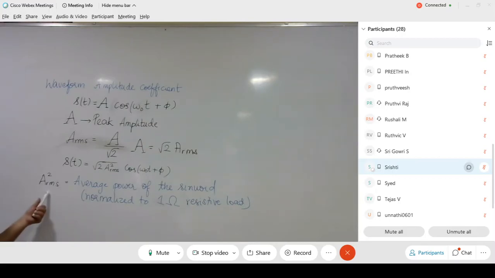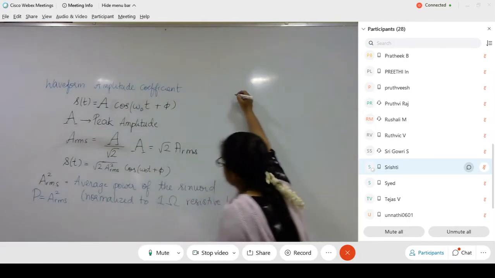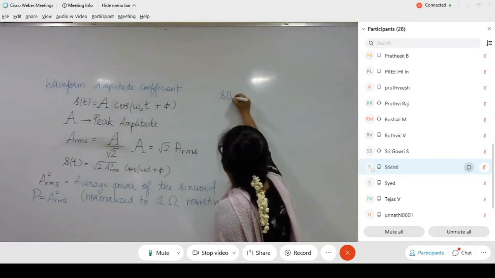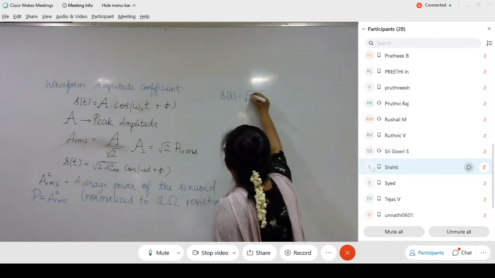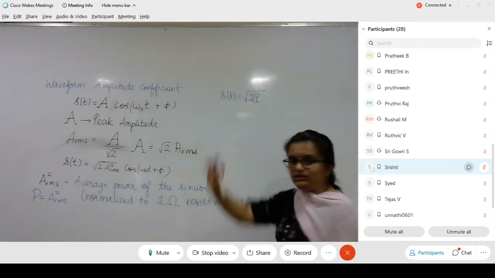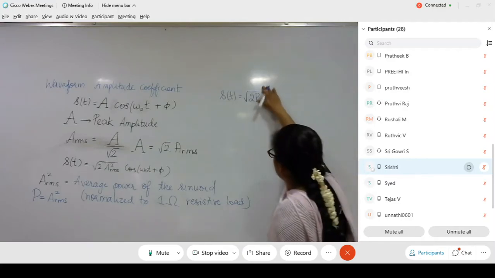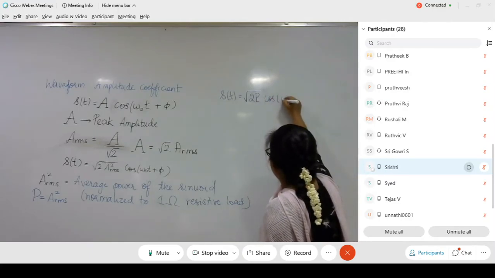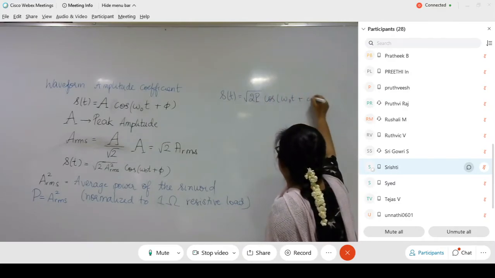Okay, so ARMS is what? It is the average power of the sinusoid normalized to 1 ohm resistive load. So I can directly say P is equal to ARMS square. So in place of ARMS square, I am going to write it as P. I am going to continue over here. So S of T can be written as under the root 2 times P into cosine of the angle omega naught t plus phi.